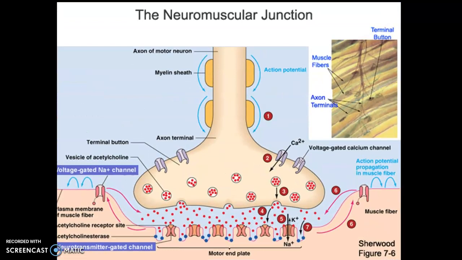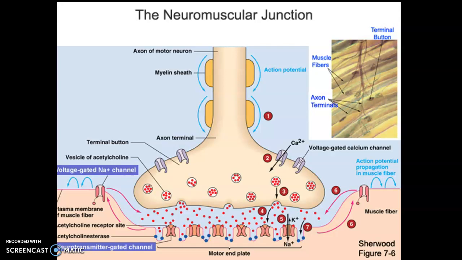This is the diagram showing different events of neuromuscular transmission. Now we have discussed the anatomy, and we are going to see how neuromuscular transmission takes place. In this junction, what is transmitted? Action potential from the nerve is transmitted into action potential in the muscle. Now we are going to see how it takes place.